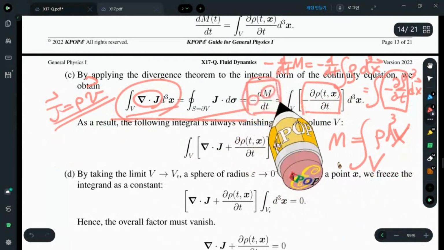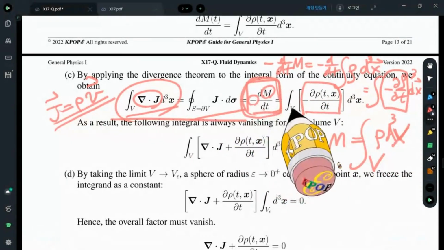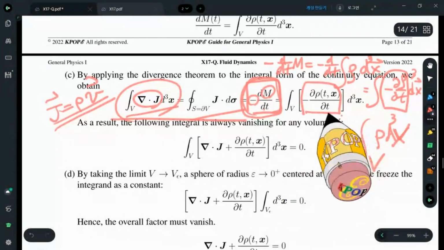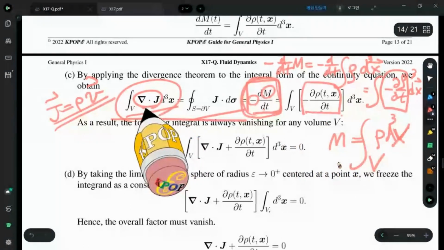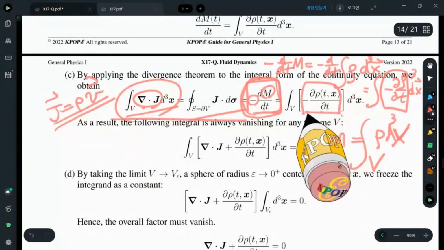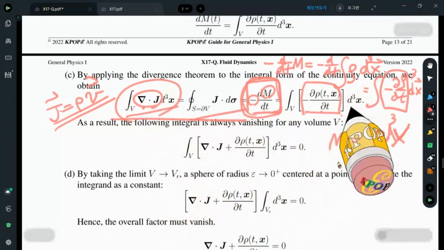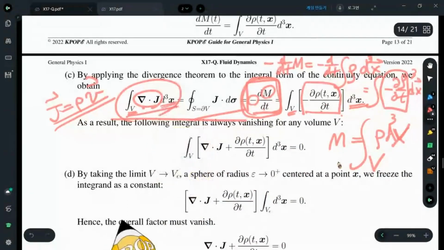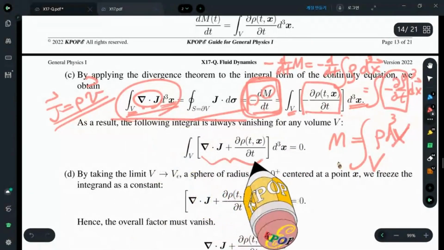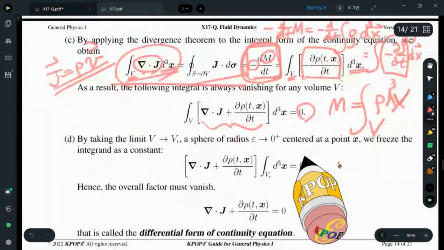Now I replace this time derivative of mass with the formula in terms of the volume integral. Why don't we combine these two? This is identical to this, so I move this one to the left-hand side. And because this integral is over the same region, I combine the two integrands. This is always true. It is always true.